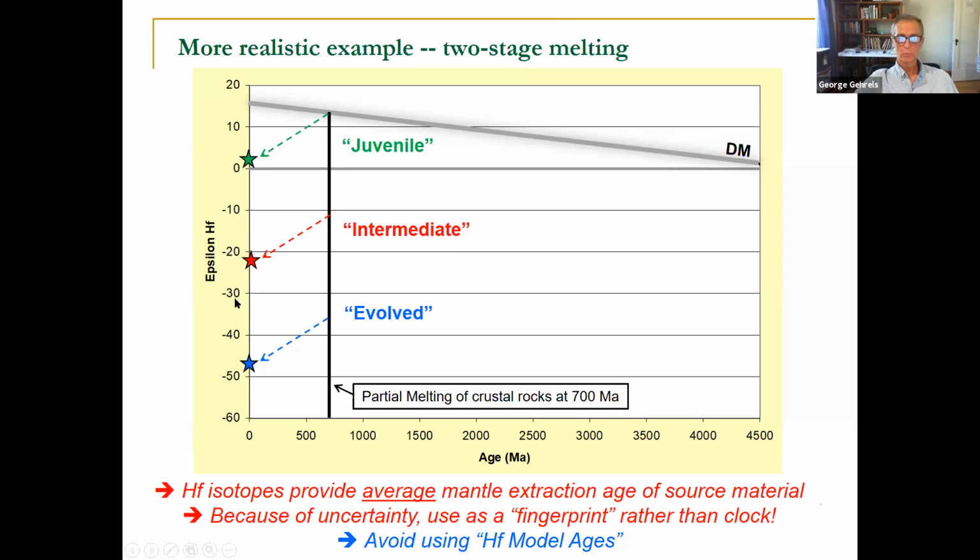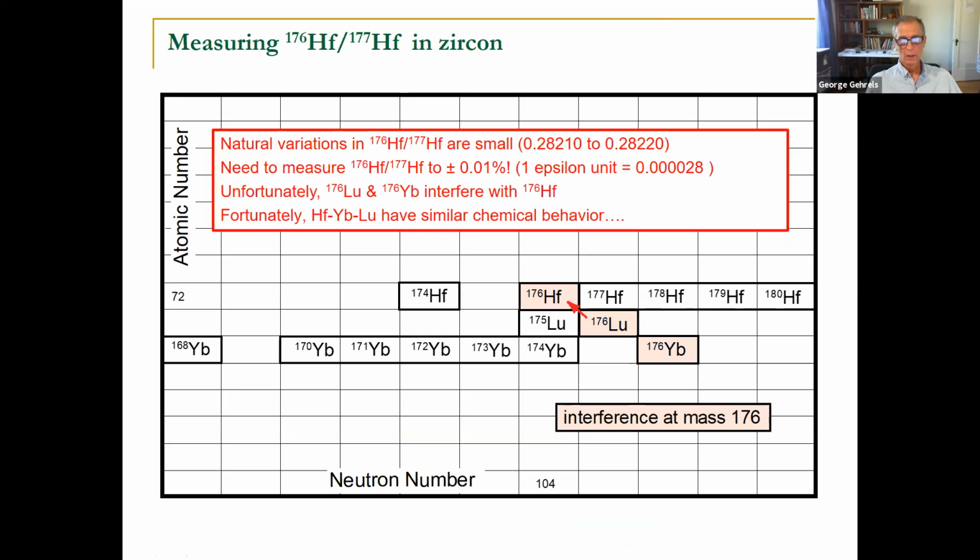And then of course, this is where most samples end up. They end up in the intermediate realm where we can't really distinguish between juvenile and evolved. So hafnium isotope values, when you measure them, provide just the average mantle extraction information, and we can use that as a useful fingerprint. So that's kind of how the system works.